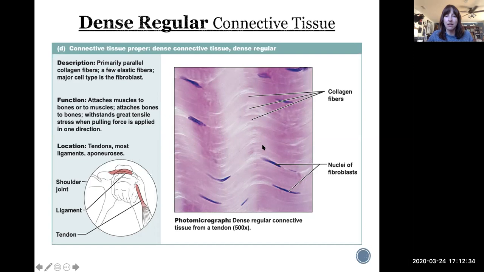So in the form of tendons, they attach muscle to bone or muscle to muscle. And in the form of ligaments, they attach bone to bone. They can withstand great tensile stress, right? So obviously if we're lifting heavy things, we really want for that to stay strong and keep holding the muscle to the bone and the bone to the muscle.